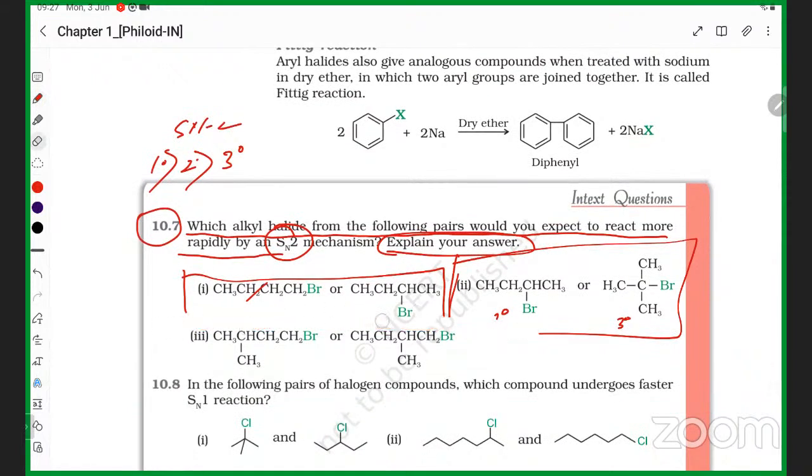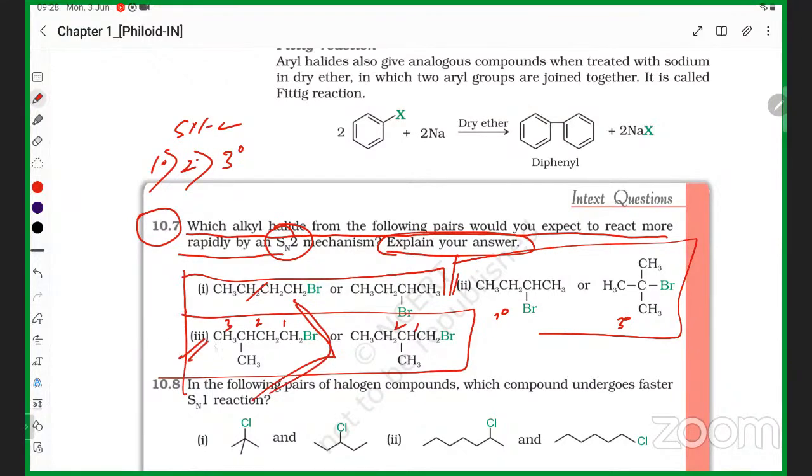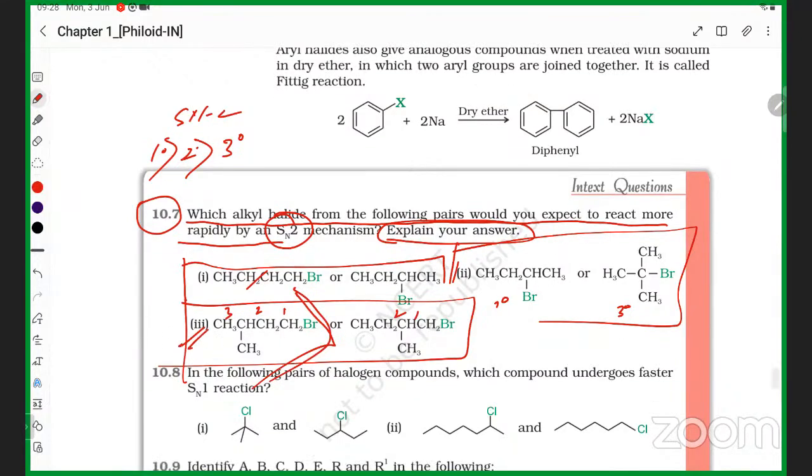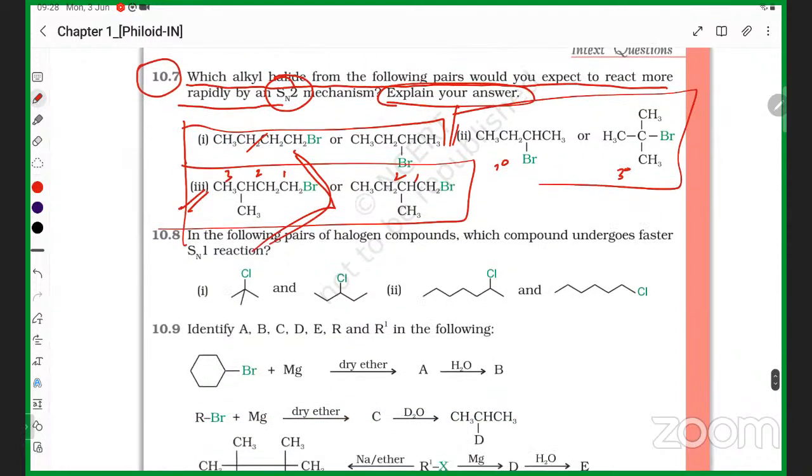Third question. Where is the branching? 1, 2, 3 carbon, and the branching is at the second carbon. So the proper attack will be possible. So the order will be: the first one is faster than the second one. Okay, don't just memorize, try to understand.